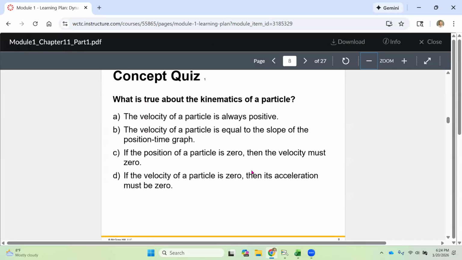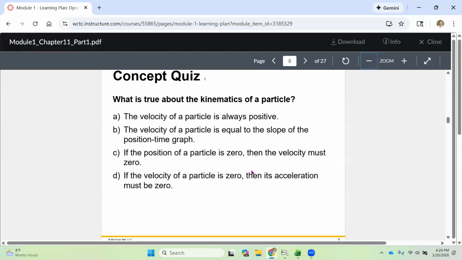Concept quiz. What is true about kinematics of a particle? The first statement says that the velocity of a particle is always positive. Is that a true statement? It is not a true statement, right? Because that depends on the direction it's going, and it can go in a negative direction. So that wouldn't be true.